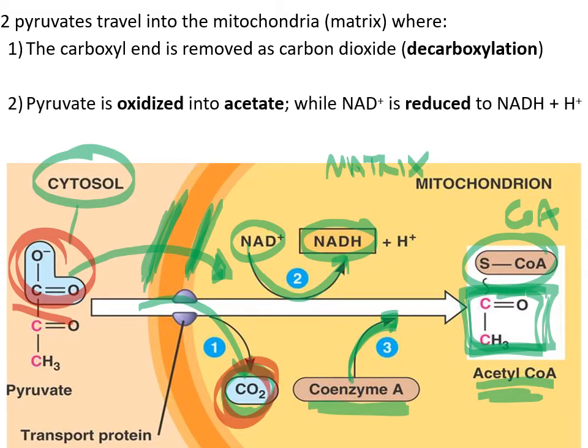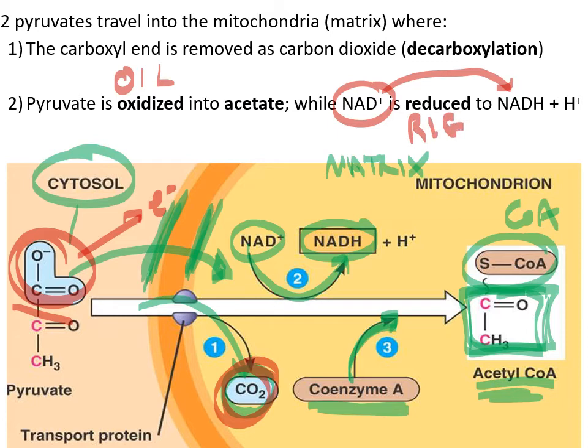It gets oxidized. Remember, oil rig, oxidation is loss of electrons. So the pyruvate is oxidized. It is giving up electrons. You can imagine an electron coming off of this pyruvate. Pyruvate is losing it, and NAD plus is gaining. Reduction is the gain of electrons. So the NAD plus is gaining electrons, and now we have this fully charged electron carrier NADH that's being formed here. And then coenzyme A is being added to make acetyl-CoA.